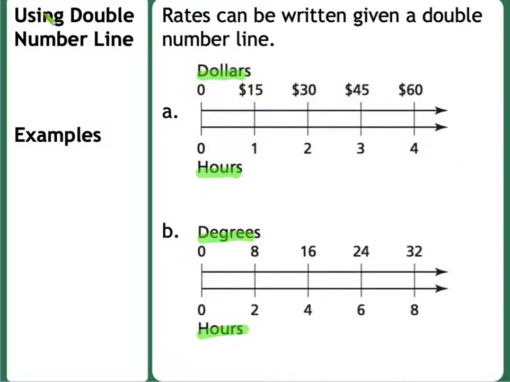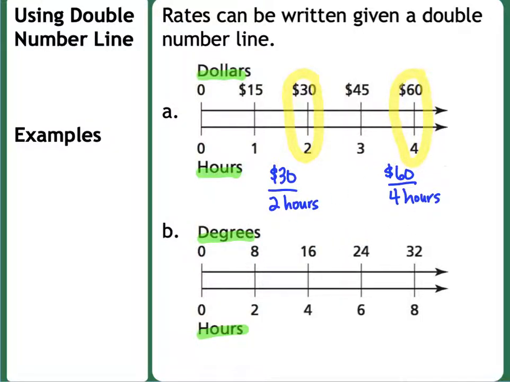So what I'm going to do is I'm just going to circle a couple of these and write the rates for them. So let me do these two here. So the first one, I could write the rate as $30 to 2 hours. Again, with rates we need the units, and here are the units on the double number line. For the second one, we have $60 for every 4 hours.